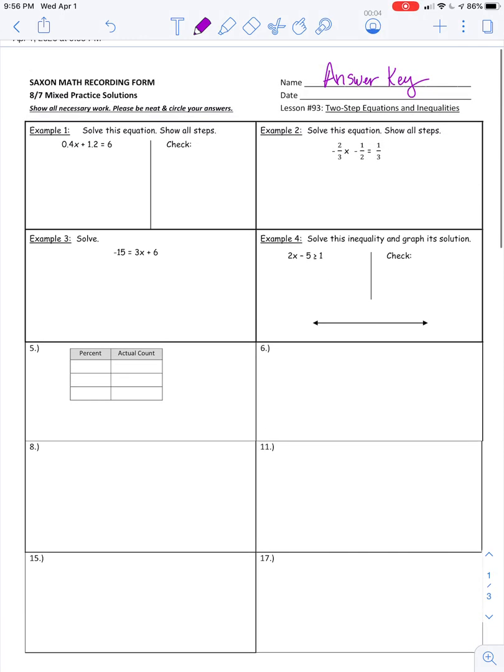Good morning, everyone. Okay, so today we're going to be looking at Lesson 93. The title of the lesson is Two-Step Equations and Inequalities. This is kind of a fun lesson. This is really a little bit more about algebra, and I think that you could really enjoy this. So let's go ahead and get started.